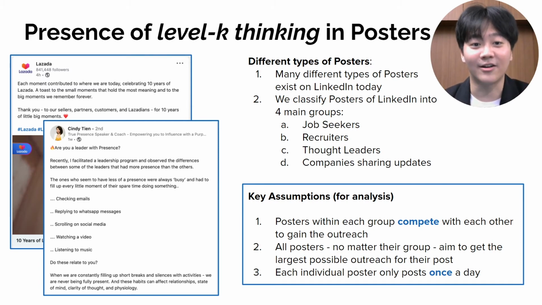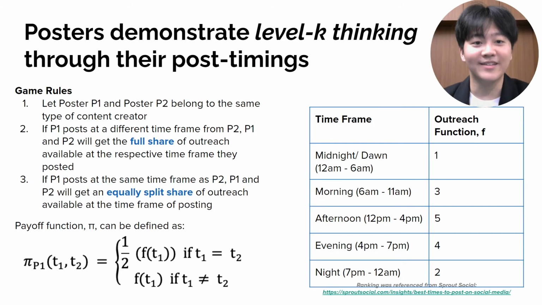For our analysis on Level K thinking, we assume the following. 1. Posters within each group compete with each other to gain the outreach. 2. All posters, no matter their group, aim to get the largest possible outreach for their posts. 3. Each individual poster only posts once a day. We find that posters on LinkedIn, under our assumptions, do exhibit Level K thinking in their post timings.